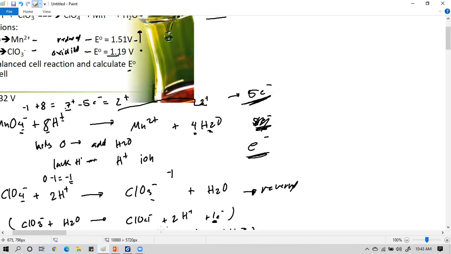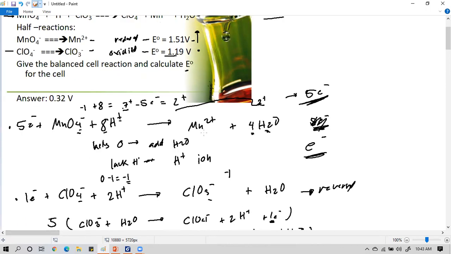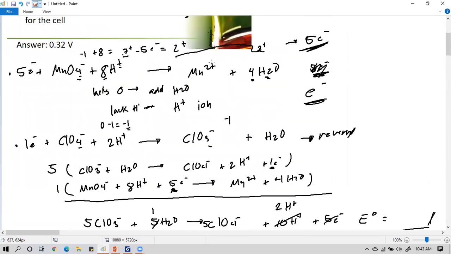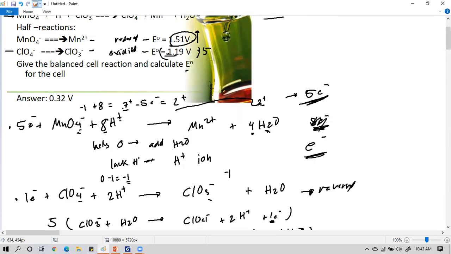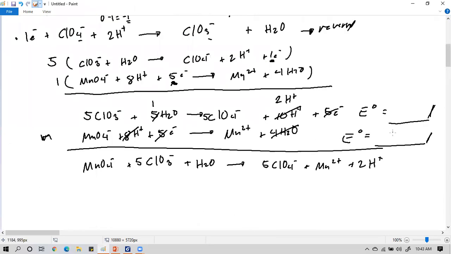Kasi nga, dito sa ating chloride, nag-reverse tayo. So, supposedly, sa Hess law, magiging negative siya. Tapos ito times 5 mo. But that's not the principle of that. The standard reduction potential will retain its value no matter kahit anong gawin mo sa reaction niya. So ayan, mariretain 1.51 volts and 1.19 volts.